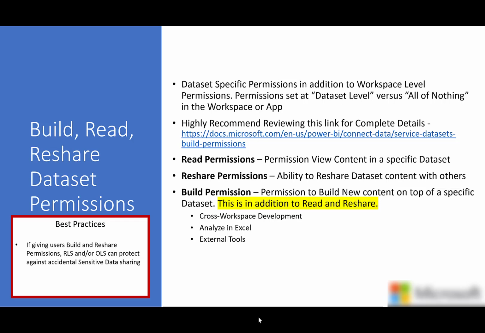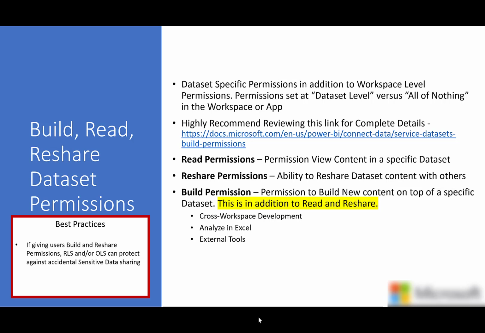Reshare permissions give a user the ability to reshare the ability to view the dataset with other people. So that's an important one. And then build permission is in addition to read and reshare, and it gives users the ability to actually create reports and dashboards and other types of content on top of that dataset. So build and reshare could be combined so that somebody could use a shared and certified dataset to create a new report on top of it and then share it with another group.